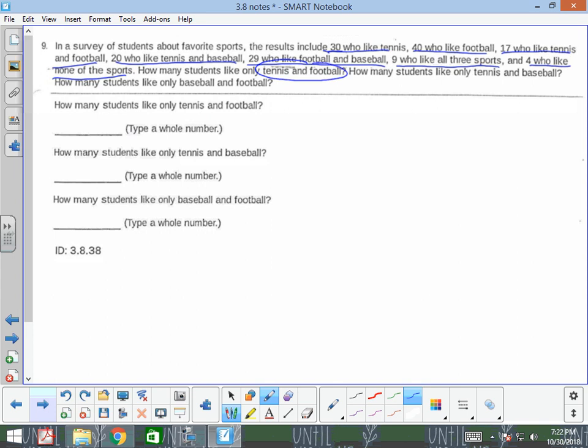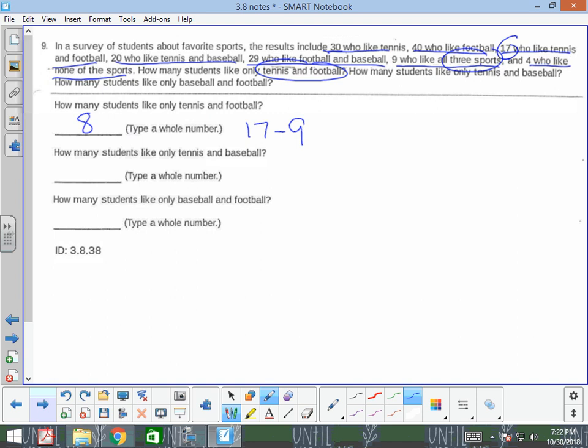Okay, so what we're going to do is look for the number of people who like tennis and football. So that's 17. And we're going to subtract the number of people who like all 3 sports. So how many students like only tennis and football? 17 minus 9 is 8.